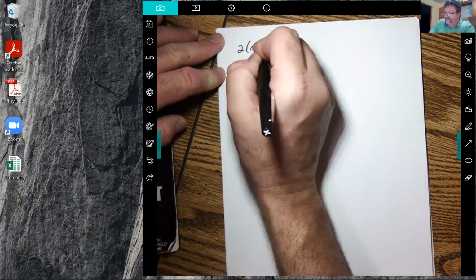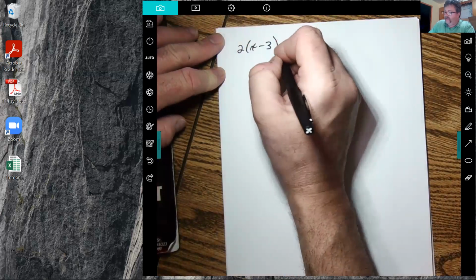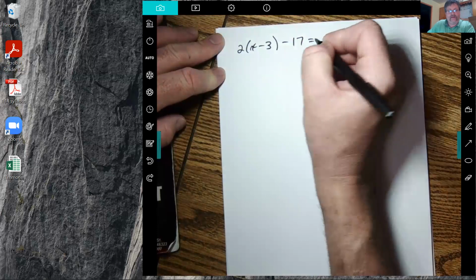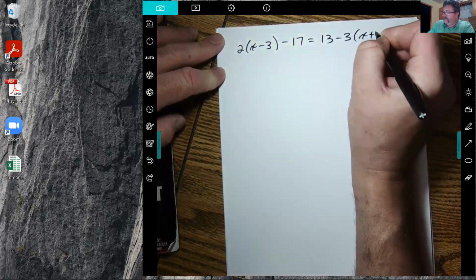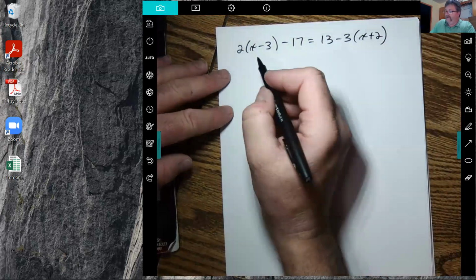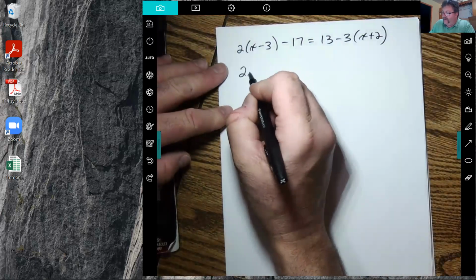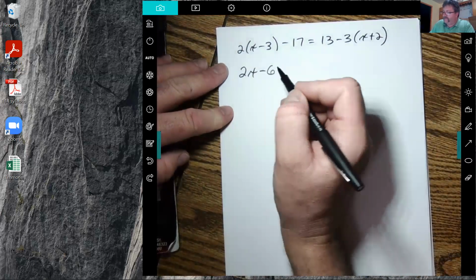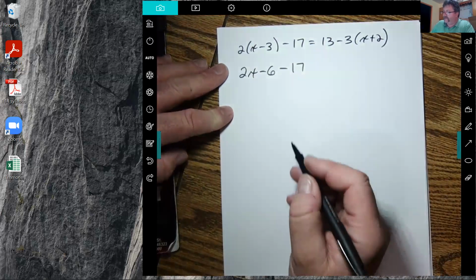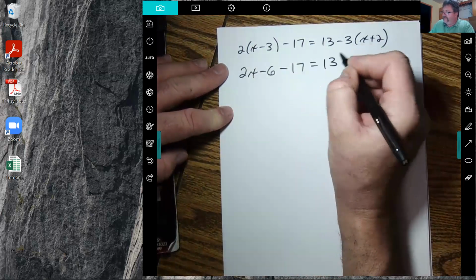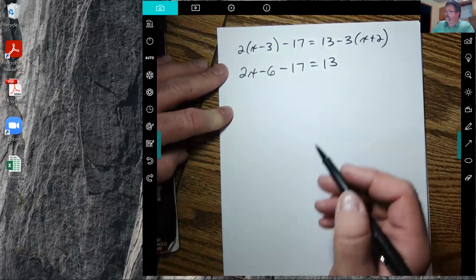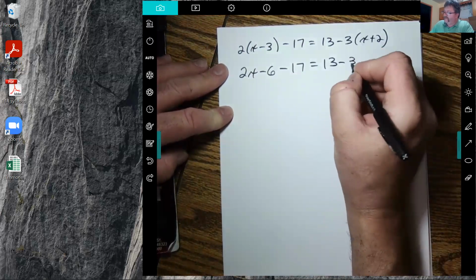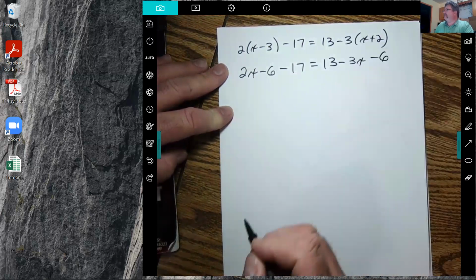2(x - 3) - 17 equals 13 - 3(x + 2). All right, let's do it. I'm going to get 2x - 6 when I distribute there. Then I had a -17 equals 13. Now, the danger with this is that you have to remember to distribute the negative right along with the 3. So it's -3x - 6.